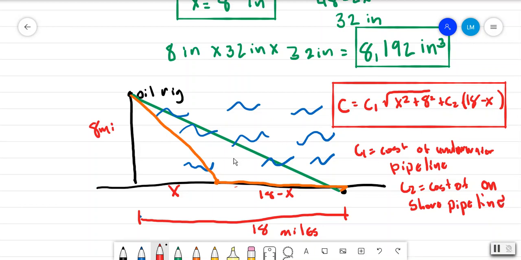So if you figure out that x is like 1.1, then that'll tell you the distance for here and the distance for here. Ideally, it's mostly the case that the underwater pipeline is the one that costs the most. So in that case, you want to shorten this as much as possible, which means that this will be really close to wherever this meets right here.